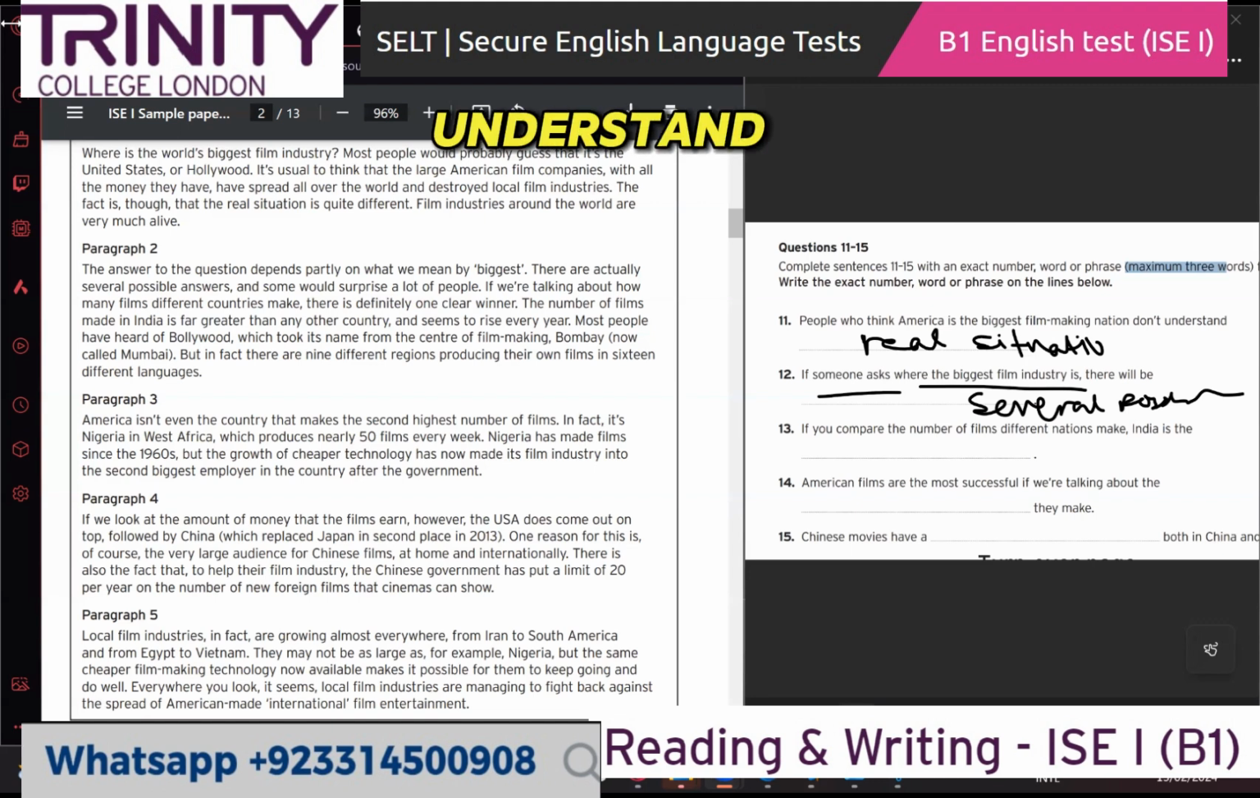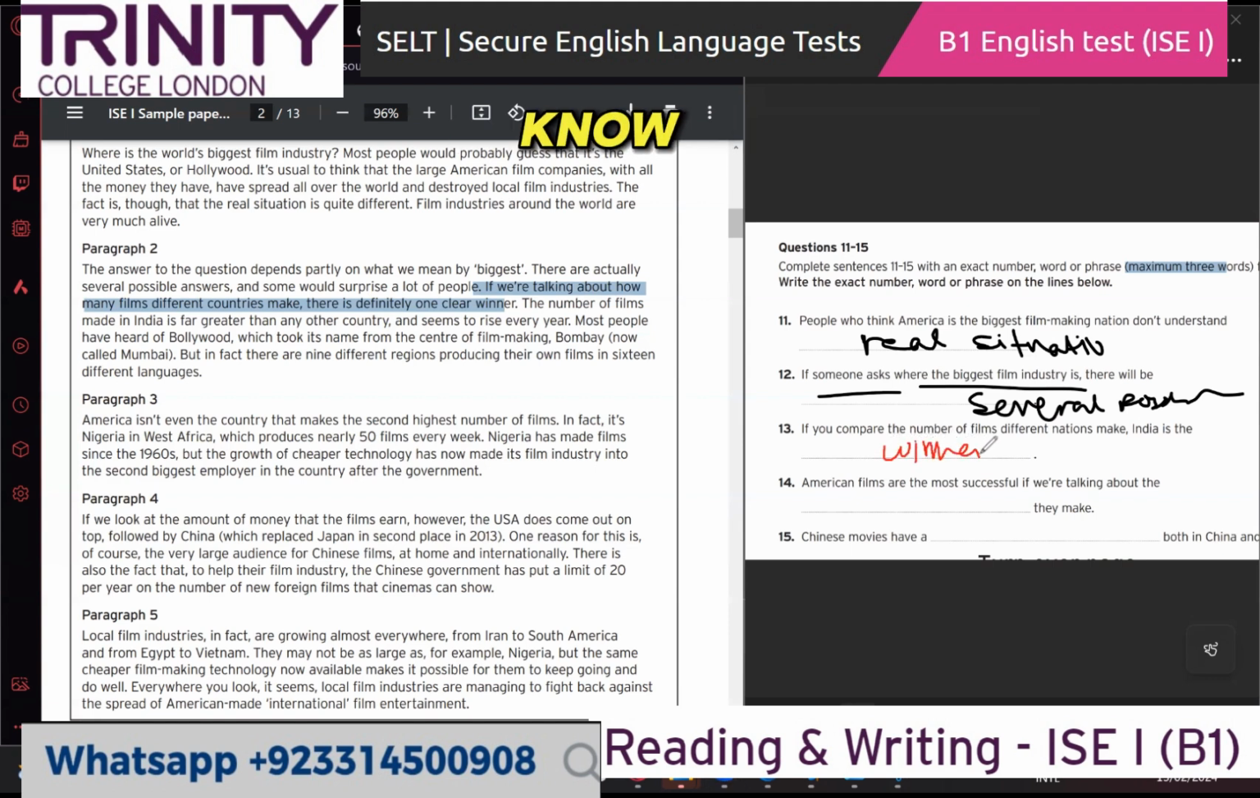Why can't you understand? It's in paragraph number 2. When it comes to comparing the number of different films different nations make, India is the winner. If you're talking about how many films different countries make, there is definitely one clear winner. That's India. The number of films made in India is far greater than any other country, and it seems to be rising every year. It's in the third paragraph, so that's why you also have to look for your keywords. Anyways, let's write in here winner.